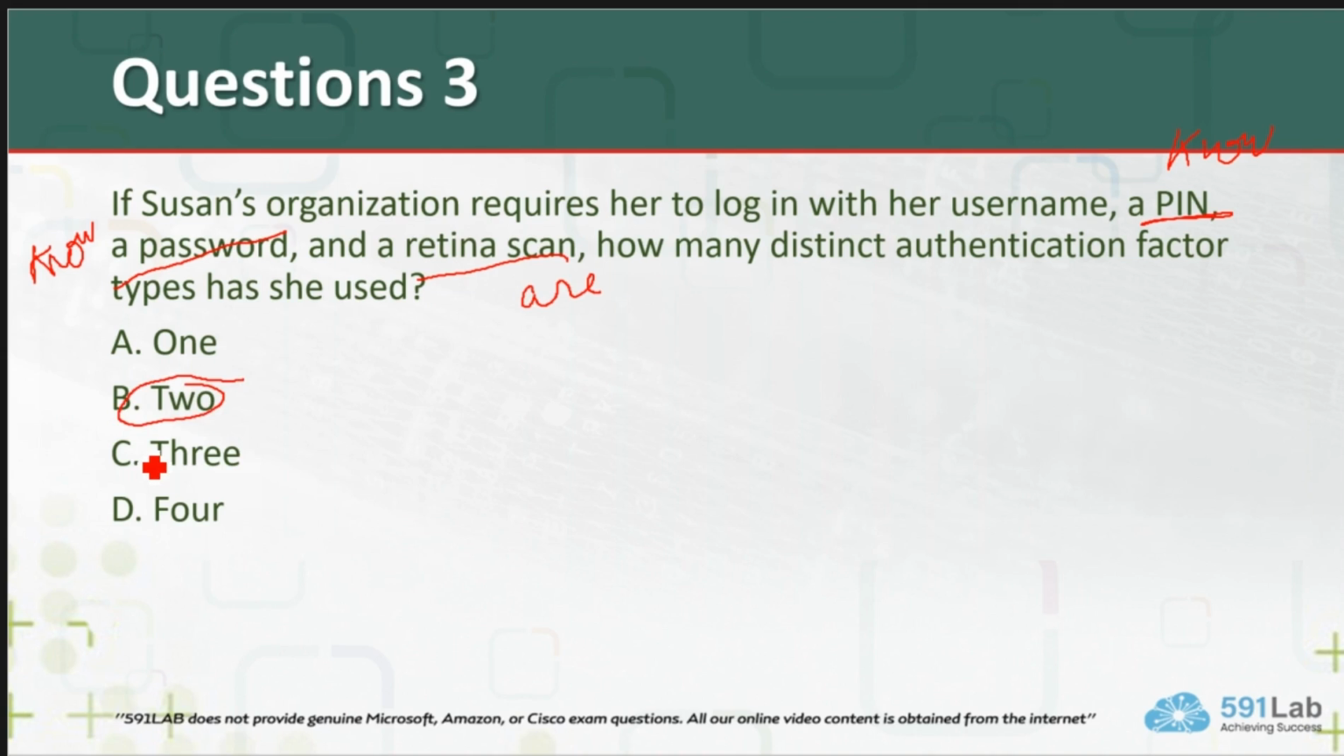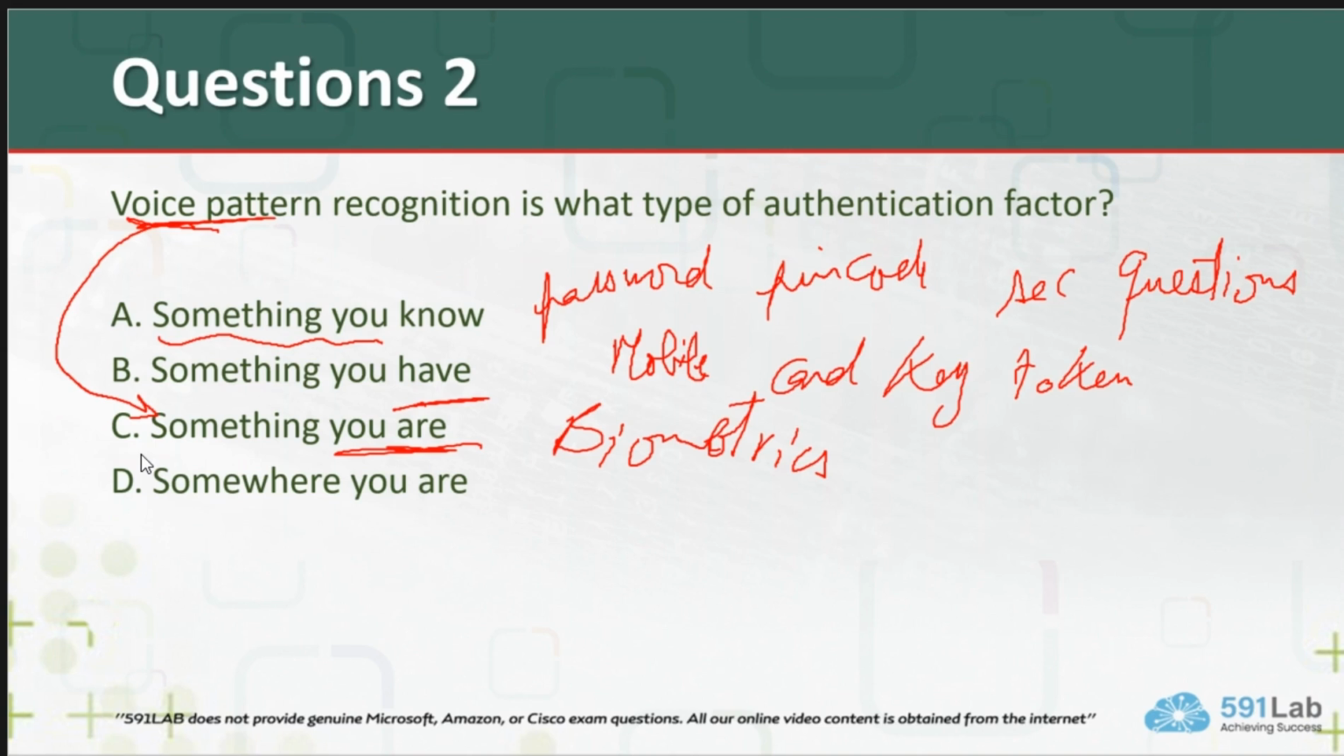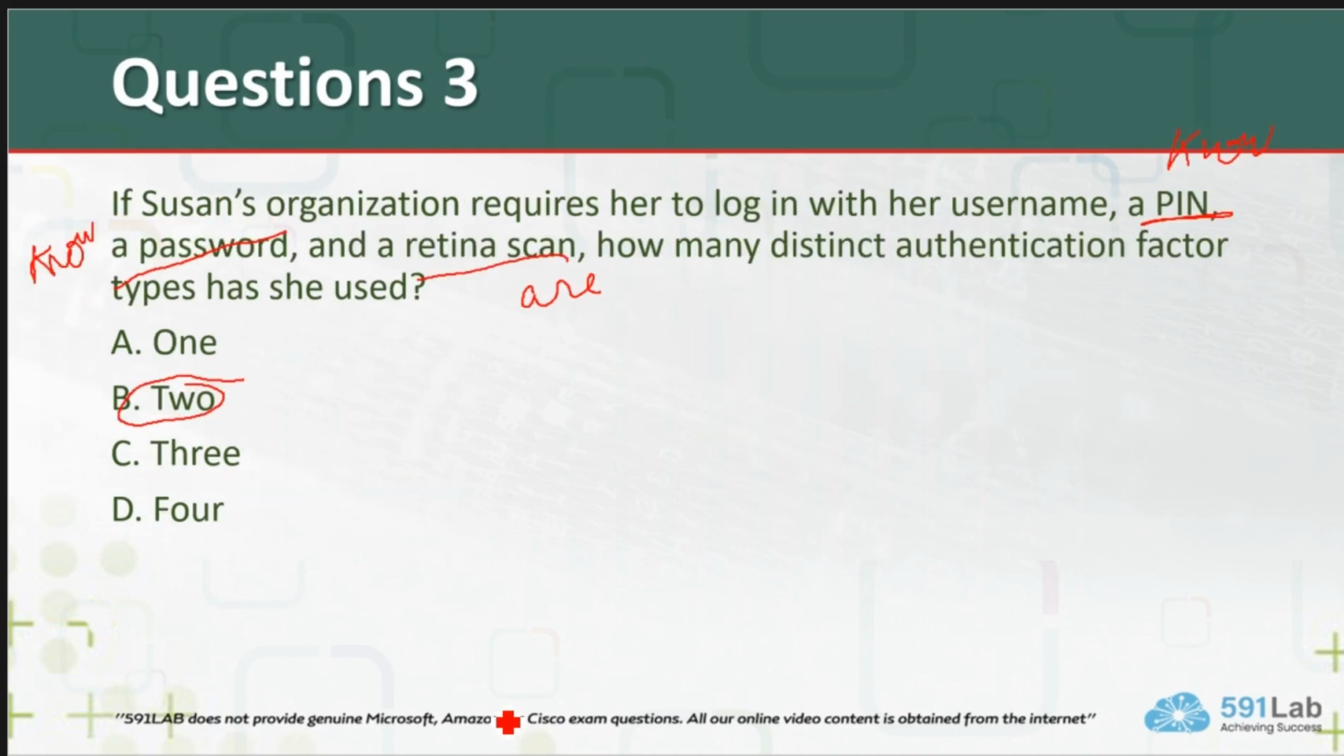Again, the factor is associated with the questions we have discussed earlier. Something you are, something you know, something you have, or somewhere you are. There are others, like something you can do, like your typing or signature patterns. But these are the mainly used authentication factors.